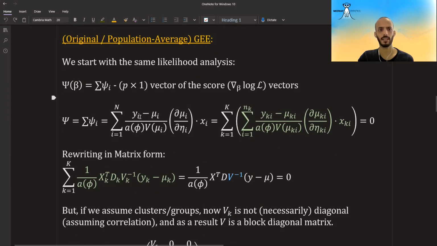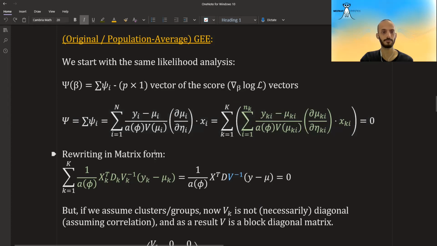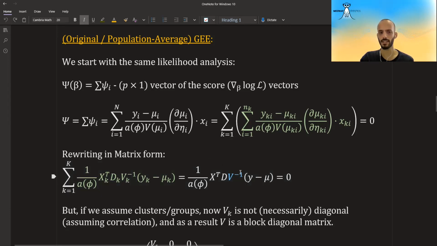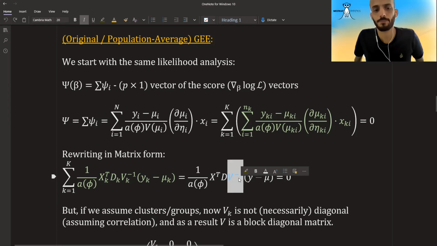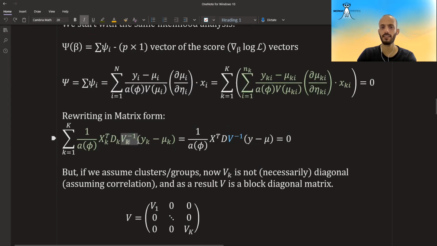Okay, so we already saw in the likelihood analysis that this is equal to this thing over here. And now let's just break it down to first sum over the groups and then sum over the individuals in each group. Okay, so this is just breaking the sums into 2 different sums. And then we can write it in matrix form like this. And of course, we know this is equal to zero, because these were the likelihood equations that we are working with all along. So in the normal case, we have that the V is a diagonal matrix, okay? But if we assume groups, if we assume clusters, then V here doesn't have to be diagonal any more.